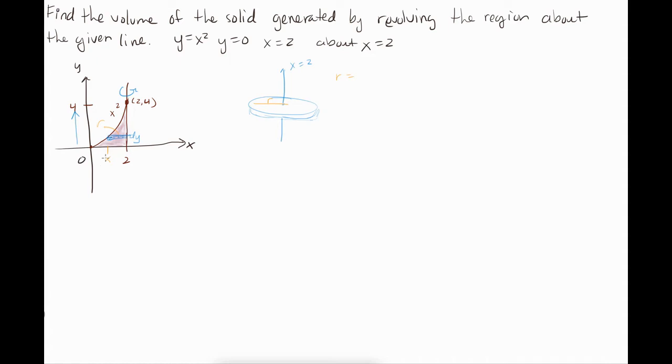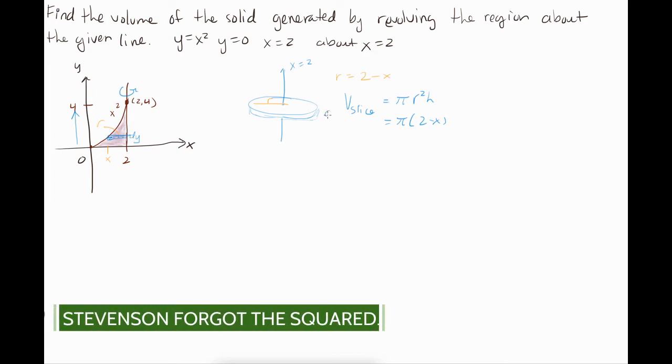How would I find the radius? It's going to be the distance left over. So if from 0 to 2 is the entire distance, and I pick some x value, then that's going to create the radius of my cylinder. So I'm going to take that away, and now I know the radius of my cylinder. So what's the volume of one of these slices? What's the volume of one cylinder? Well, remember, it's still going to be pi r squared h. In this case, my radius is 2 minus x, but my thickness is dy.